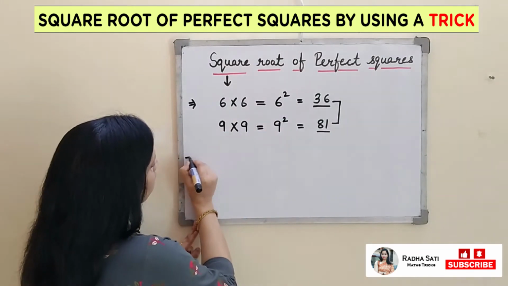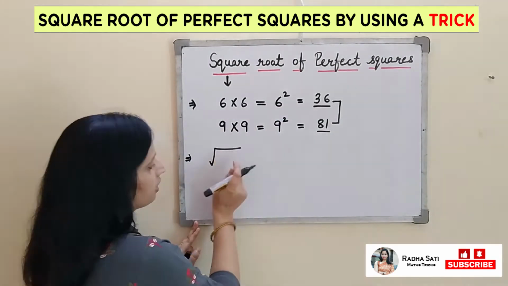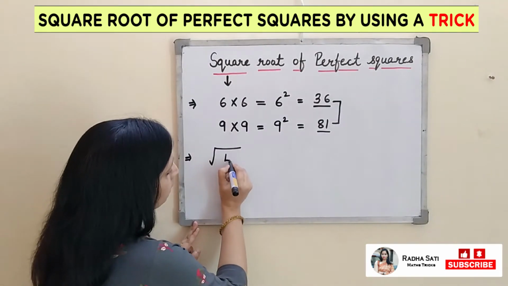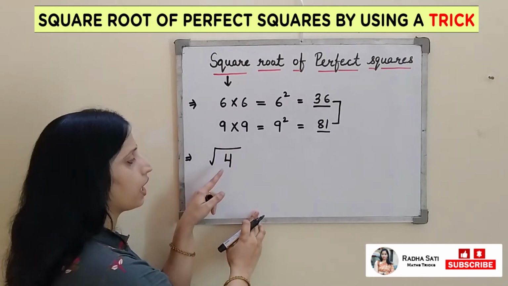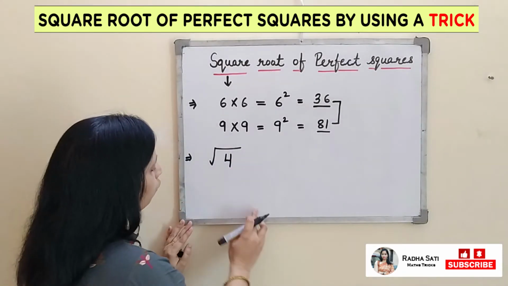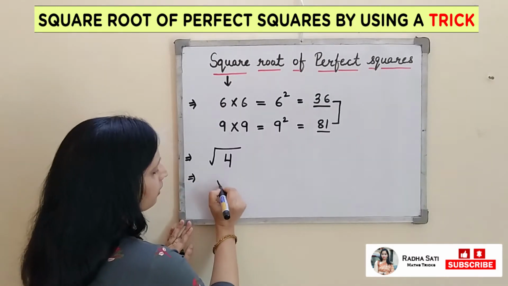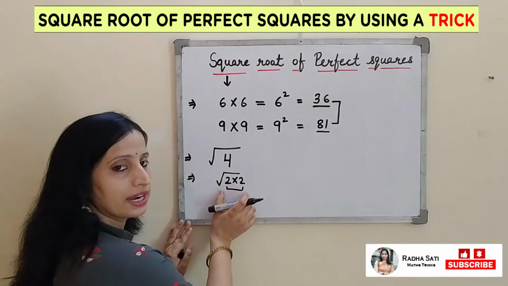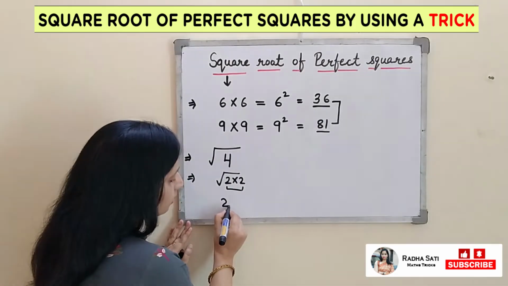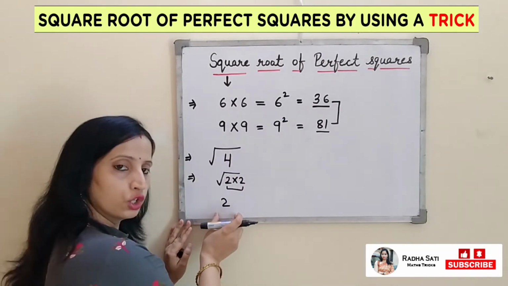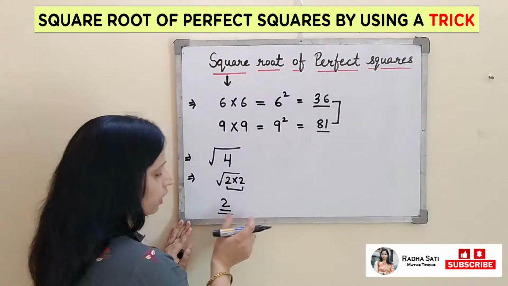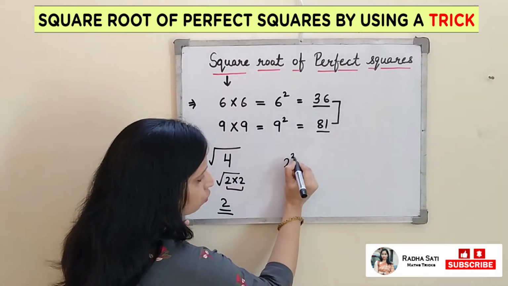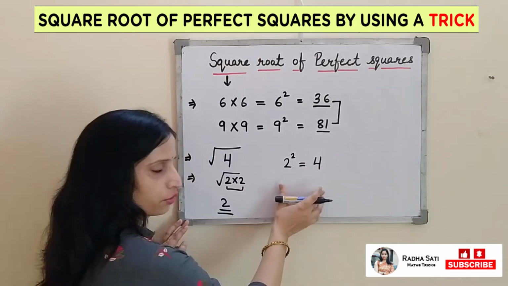For square root, we always use this symbol. Suppose we have to find the square root of the number 4. What do we generally do? We do the prime factorization: 2 multiplied by 2, and from the pair we write it once. This means the square root of 4 will be 2, or 2 is the square root of 4 because 2 squared is 4.